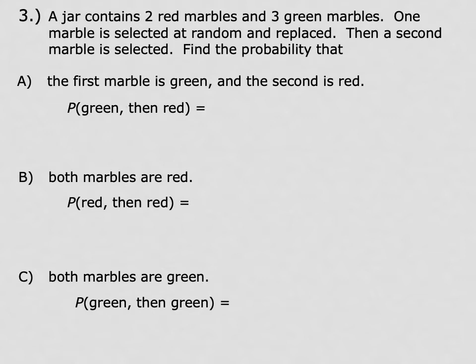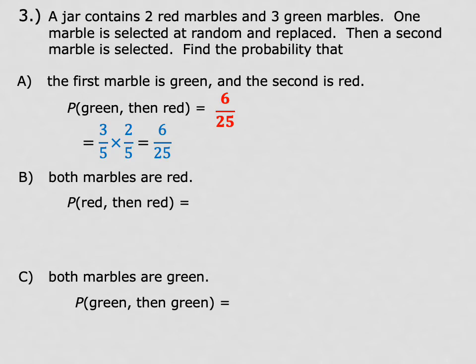If I want to find the probability that the first marble is green and the second marble is red, meaning the probability of a green and then a red, I'm going to multiply the probability of getting a green times the probability of getting a red. If I have 5 marbles total and 3 of them are green, the probability of getting a green is 3 out of 5. Then the probability of getting a red would be 2 red out of 5. So in total, our probability of the first one being green and the second one being red would be 6 out of 25.